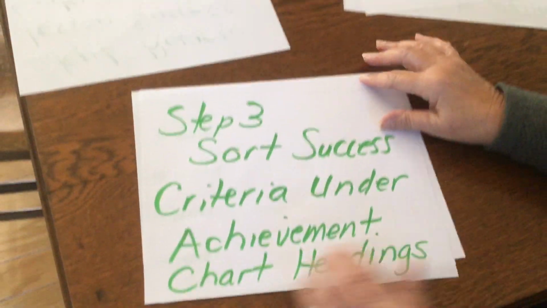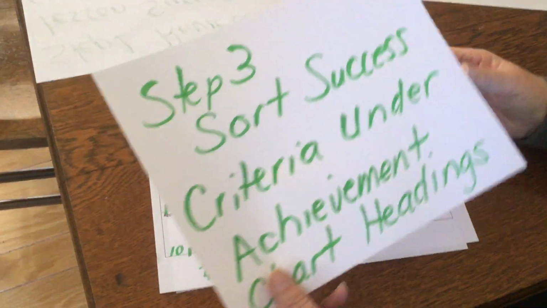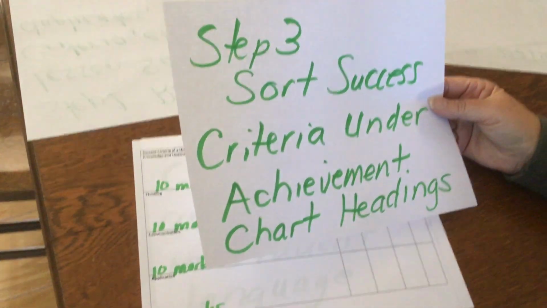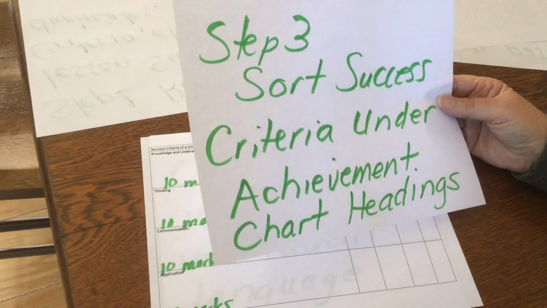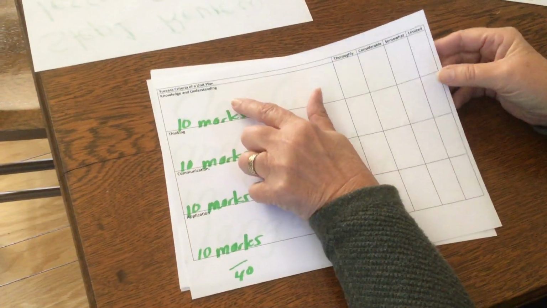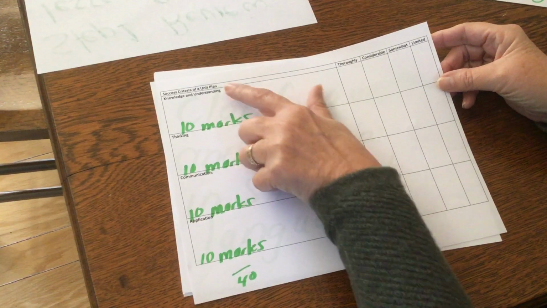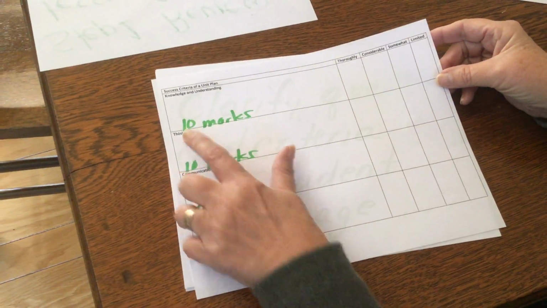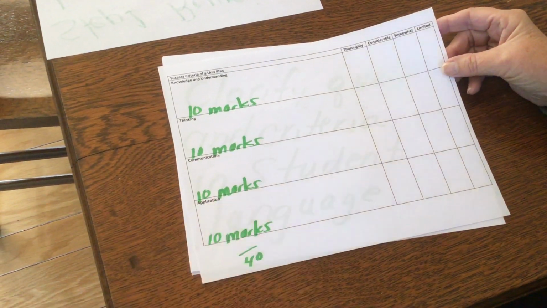Step 3 is now you want to take all that success criteria that you have and you want to sort it under the achievement chart headings. So the achievement chart headings come from the Growing Success, and they are knowledge and understanding, thinking, communication, and application.